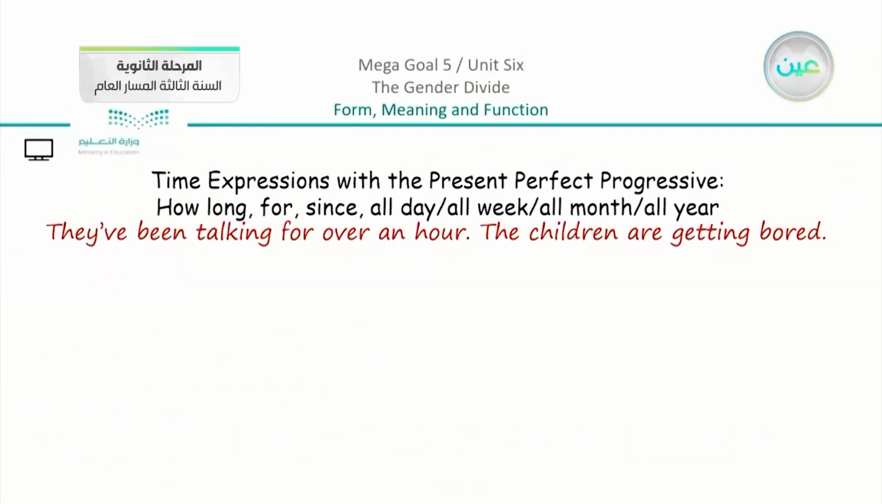Now, since we have mentioned the word "since" and "for," we are going to go back to the time expressions that we have mentioned before in our units. Now, time expressions with the present perfect progressive. We can use, for example, how long, for, since, all day, all week, all month, and all year. Now we have our example. They've been talking for over an hour. You can see that we have here "for over an hour," 1 hour, which means that we have a number mentioned. So we have the time expression "for."